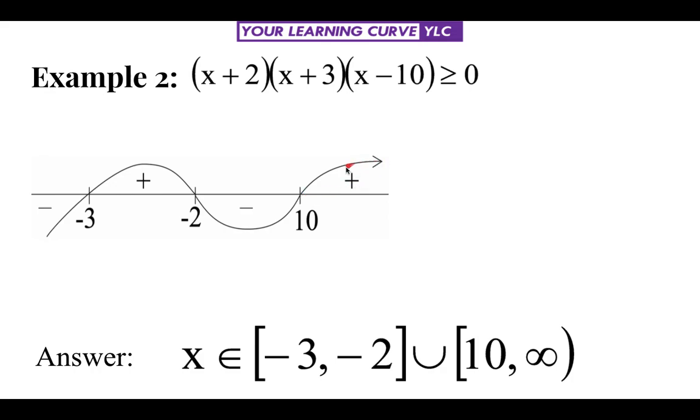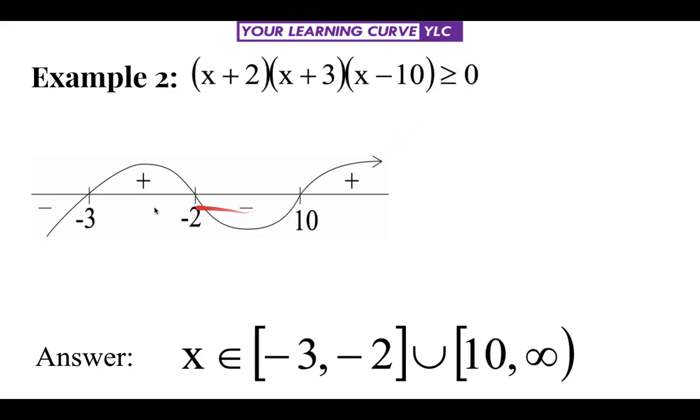Then we will start, the power is odd, we will change the sign to negative, then we will reach minus 2. Since the power is odd for x plus 2, we will change the sign, go to positive, then again reach minus 3, power is odd, we will change the sign to negative. Now let us write down the answer. First we will write down the intervals. We need greater than or equal to 0.